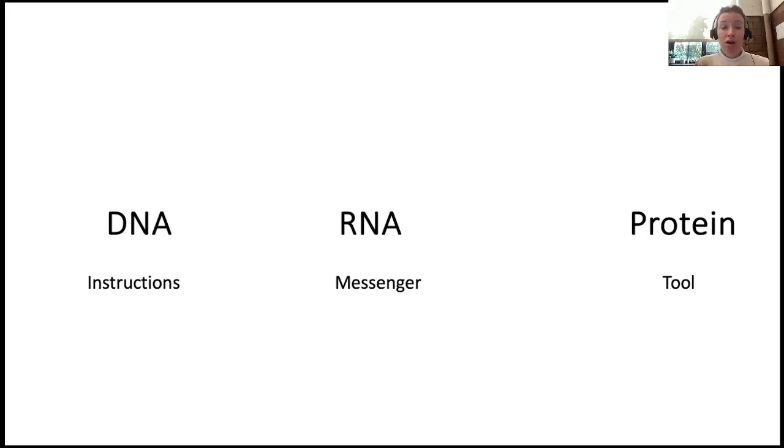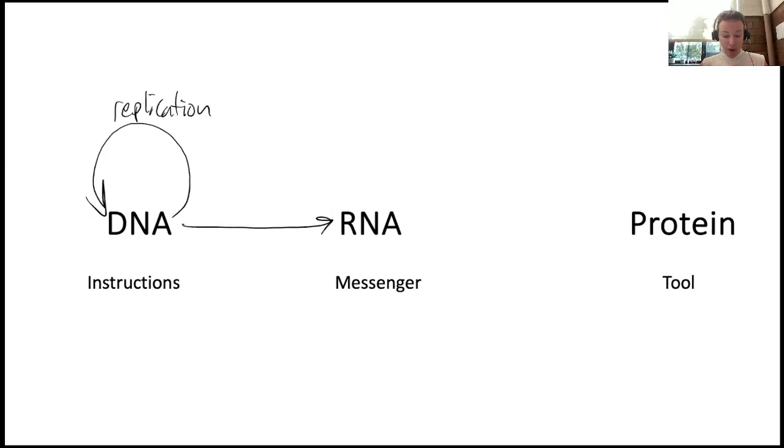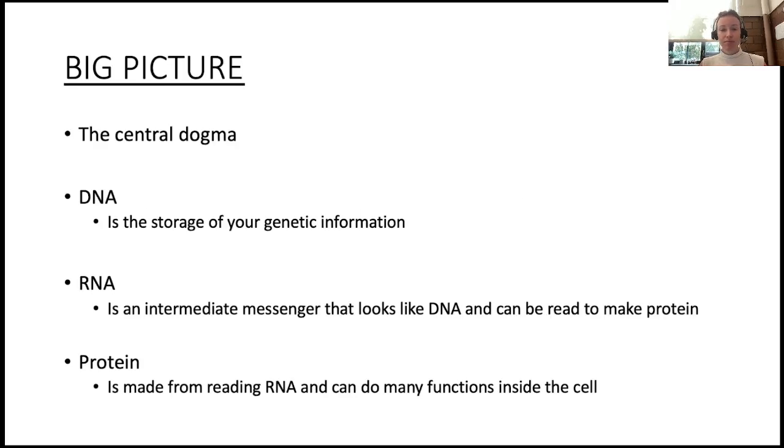And that wraps up the central dogma, folks. What did we learn? We learned that DNA are a set of instructions. DNA can replicate itself when we have to make more cells and divide our DNA from one cell into two. We learned that DNA is turned into RNA through a process called transcription, and RNA is this intermediate messenger. And that message is read out to make the protein tool in a process called translation. And that is the central dogma.